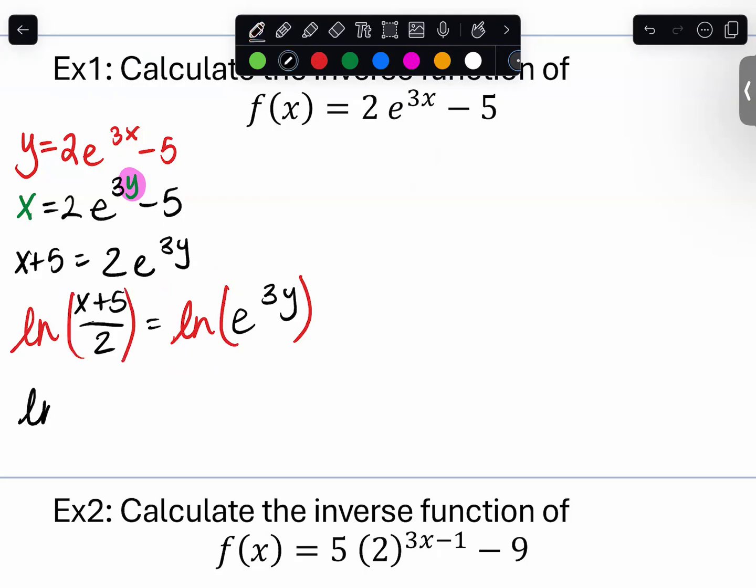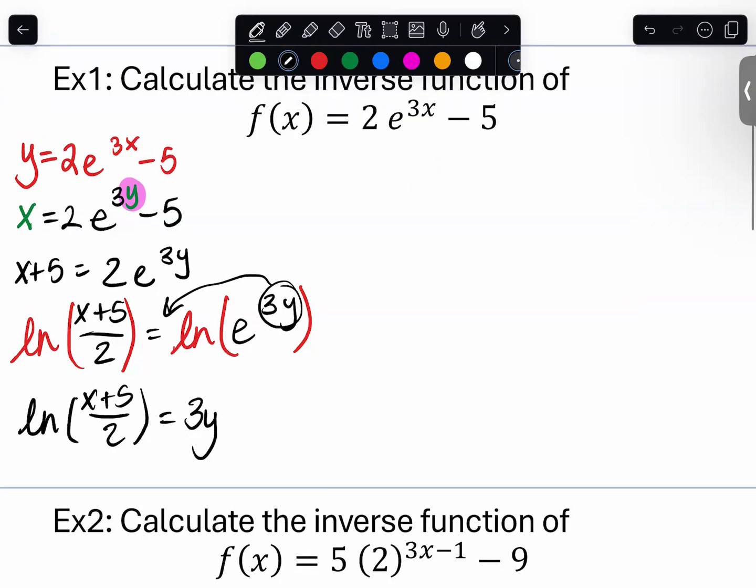Now notice when I take the natural log of that right-hand side, this exponent is going to pop out front, right? That's one of the powers of a logarithmic function, is that exponents inside of a logarithm are coefficients out front of a logarithm. So this is now 3y times the natural log of e. And notice the natural log of e is 1. So this is 3y times 1, which is just 3y.